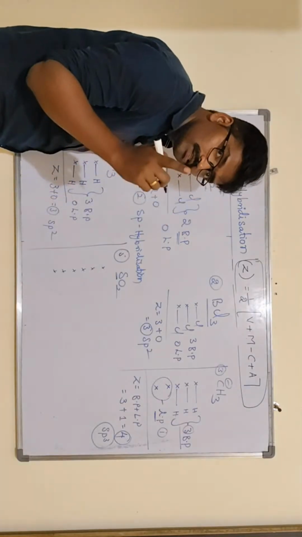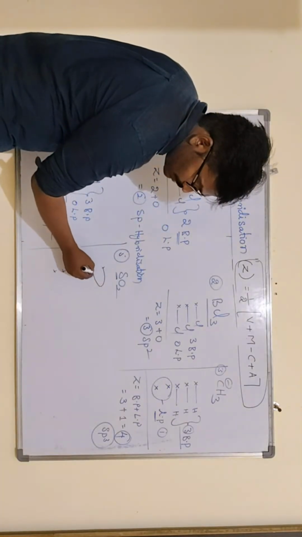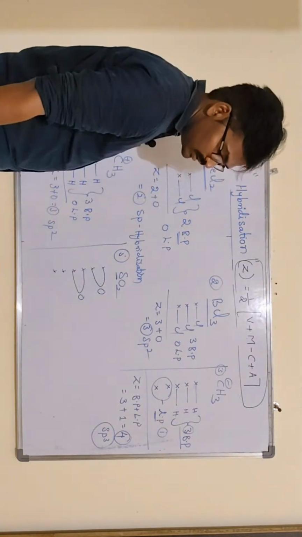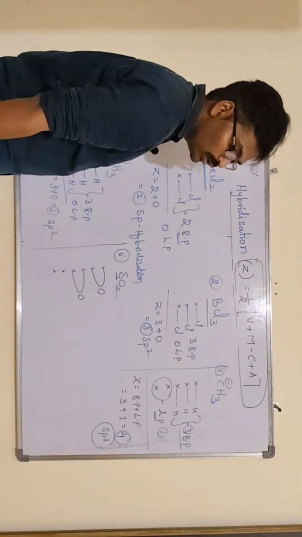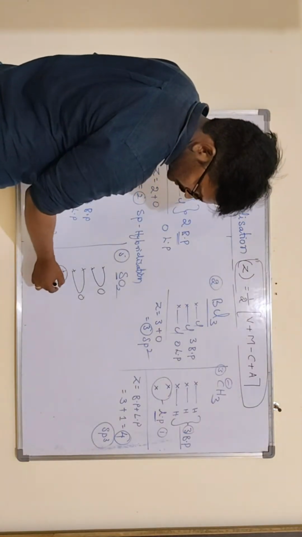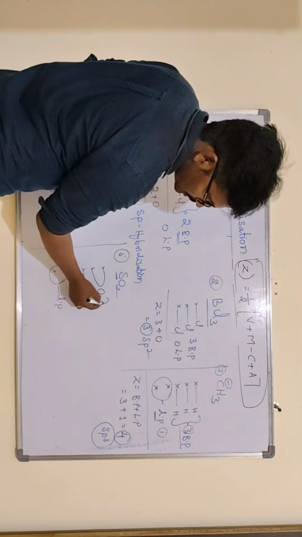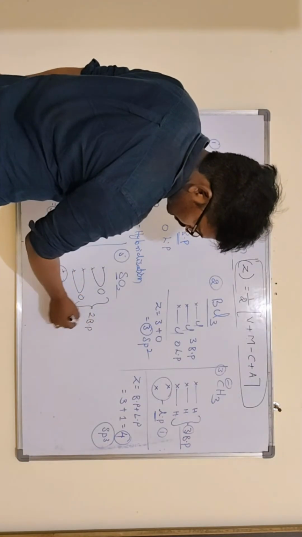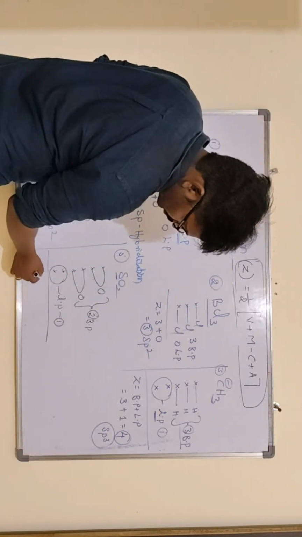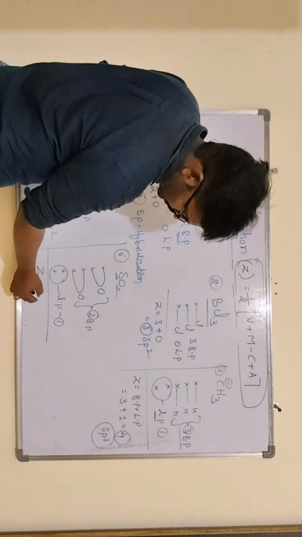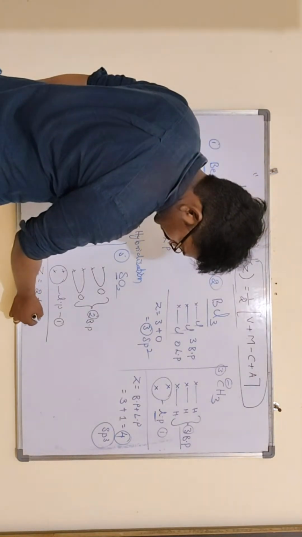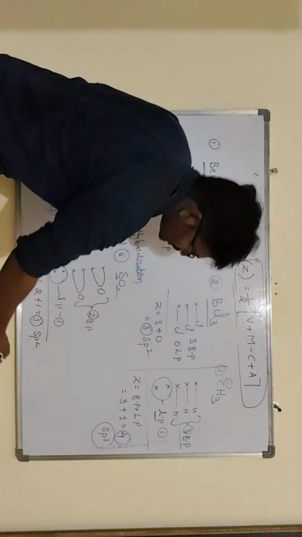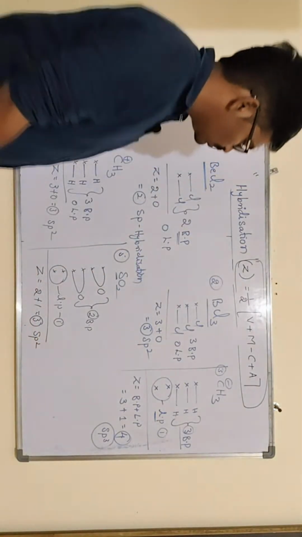Then oxygen valency is 2, I told. So one oxygen has valency 2, so 2 electrons can combine with one oxygen. Then there is one lone pair of electrons. So bond pairs are 2, and lone pair is 1. Total Z value is equal to 2 plus 1, then you get 3. Once 3 is there, sp2 hybridization. Clear? Then one more example.